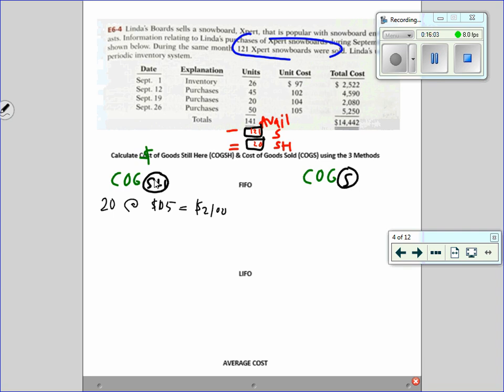Hold the show. The oldest stuff, or excuse me, the newest stuff, we bought 50. Why are we only valuing 20? We sold a lot. We sold a lot of them.